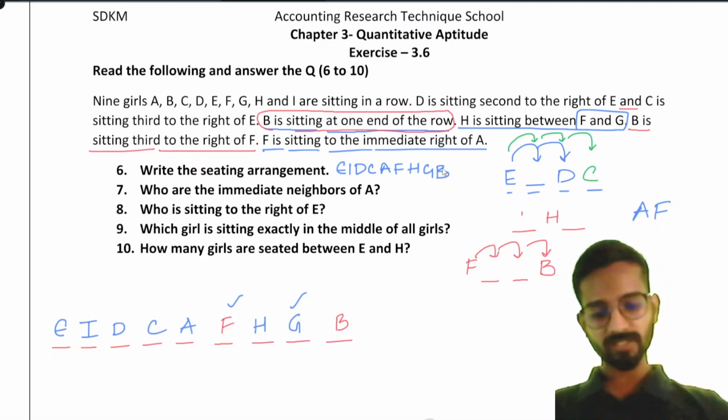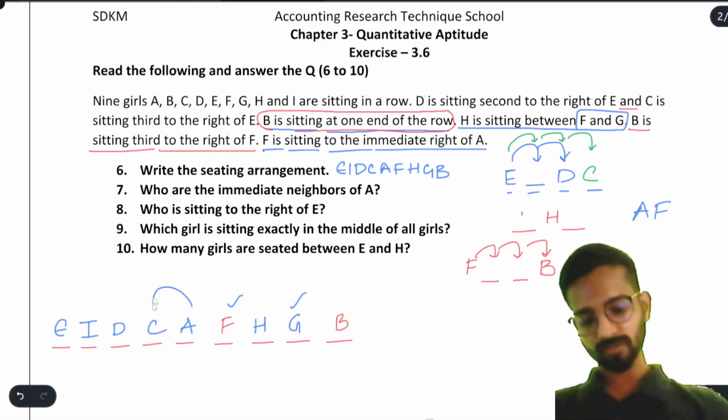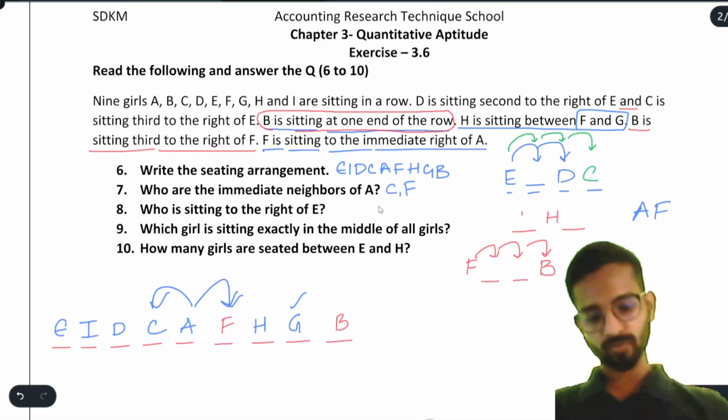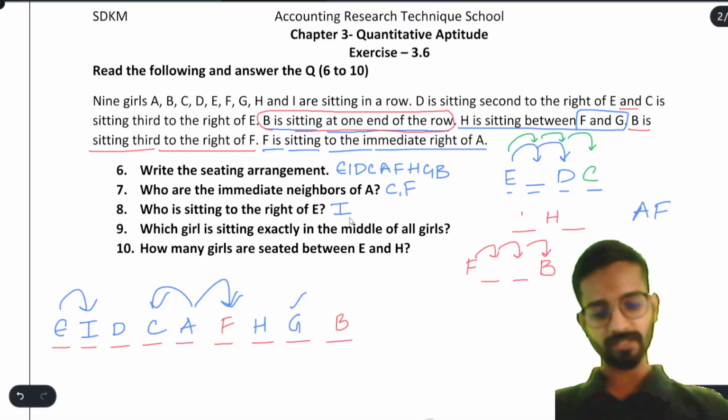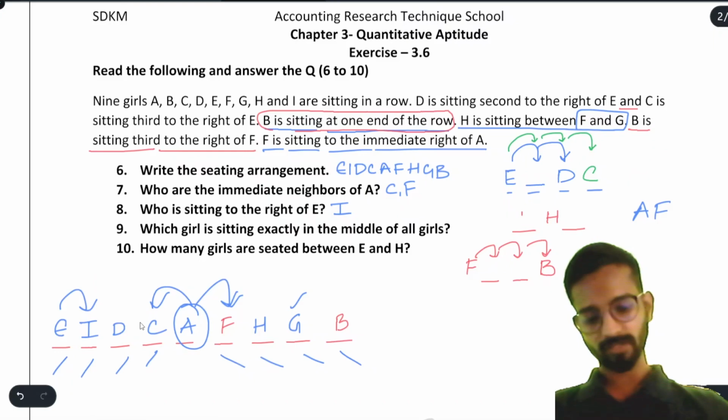Simple. Who are the immediate neighbors of A? Immediate neighbors of A are C and F. Who is sitting to the right of E? Where is E? Right of E is I. Which girl is sitting exactly in the middle of all girls? 1, 2, 3, 4. 1, 2, 3, 4. Middle is A.